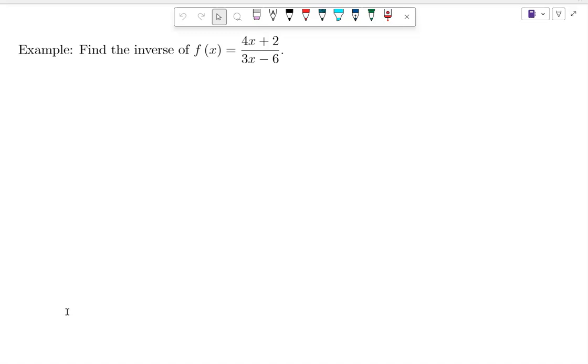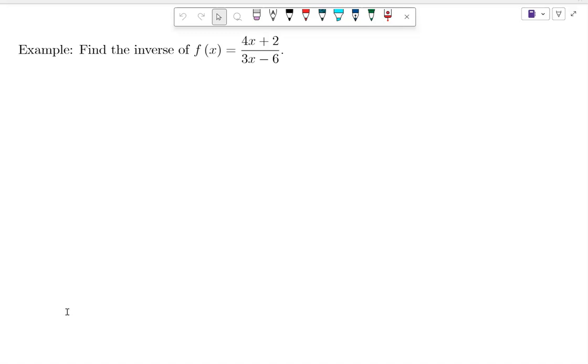So here is a function. We've got 4x plus 2 over 3x minus 6. This is an example of a specific type of function that's referred to as a rational function. You've got a polynomial, a linear function on top. You also have a polynomial on bottom. So that particular type of function is called a rational function. We'll investigate rational functions later in the semester. Actually, in the next chapter, I believe. Or maybe later in this chapter. One of the two. Anyway, not worried about that right this second. We're just worried about finding its inverse.